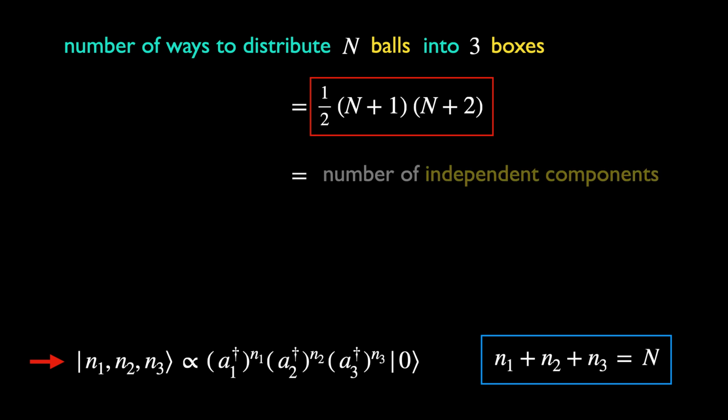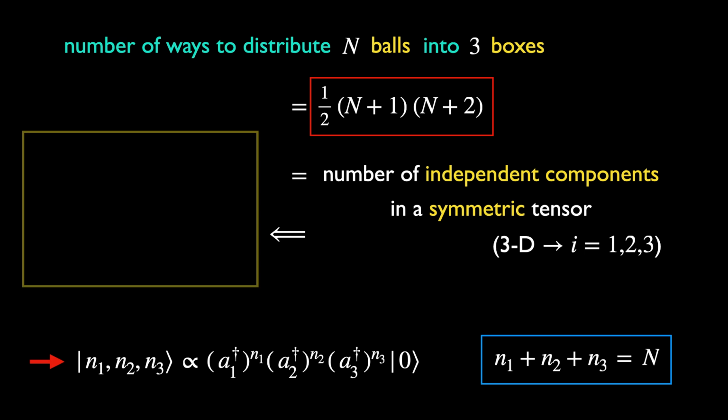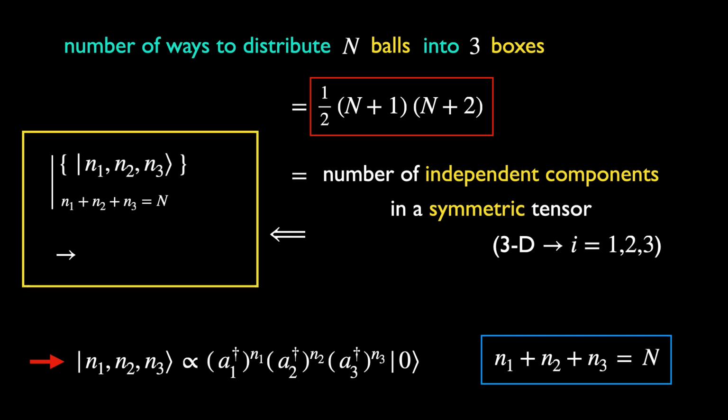Thus we have the number of ways of distributing n balls into 3 boxes, which is the same as the number of independent components in a symmetric tensor with indices that take 3 possible values. This in turn corresponds to the number of states in the degenerate subspace of n particles, which forms an irreducible representation of SU3.